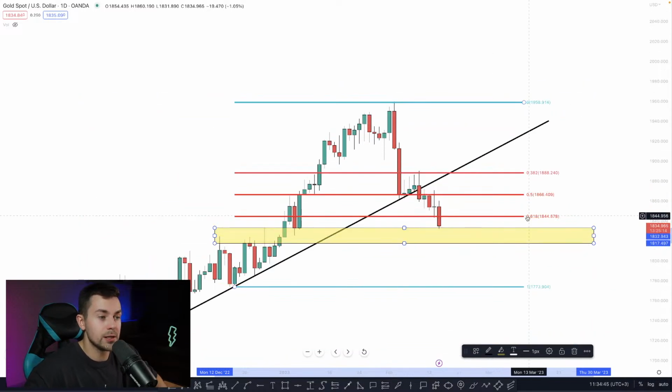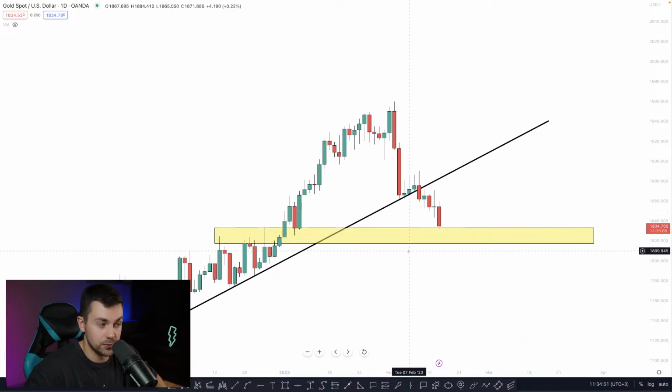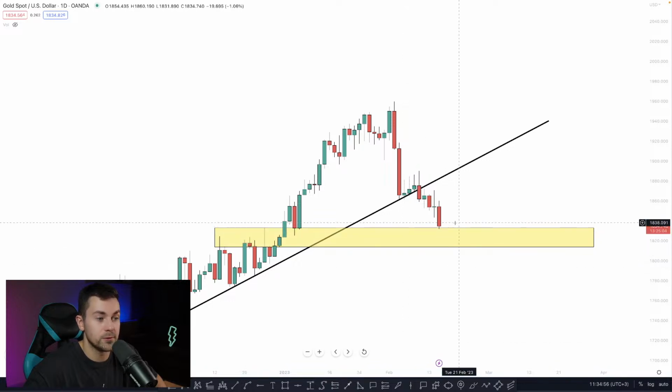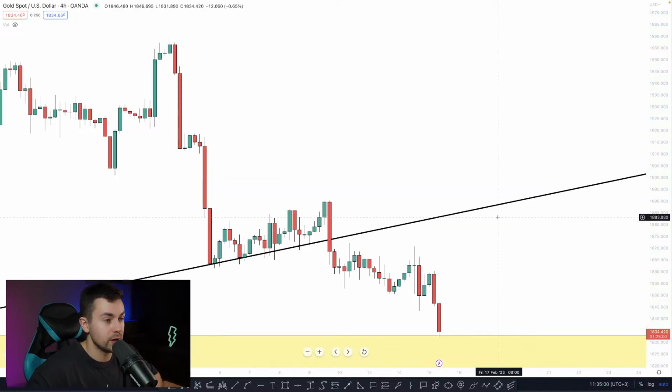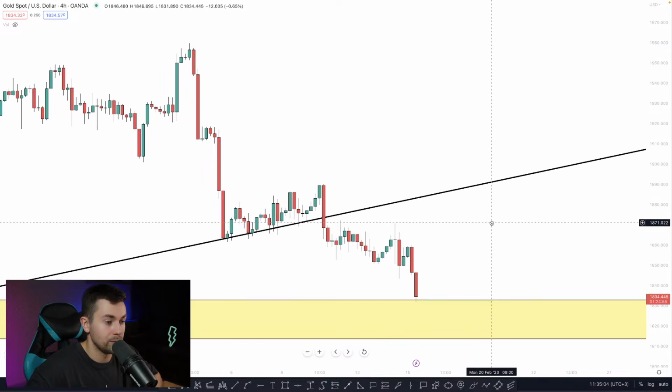So our task right now will be to pay close attention to that yellow structure cluster and look for a pullback trade from there. Let's check if we have something peculiar here on the 4-hour time frame to watch.